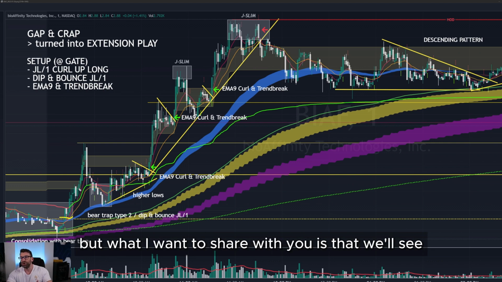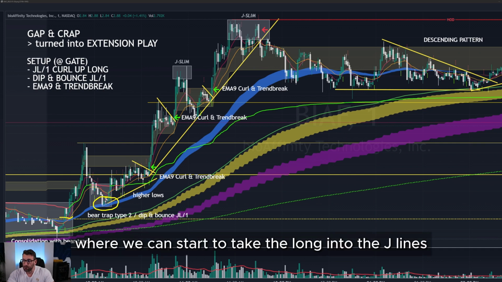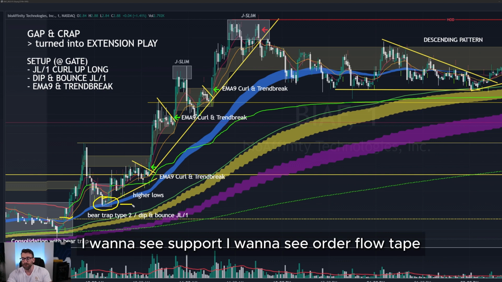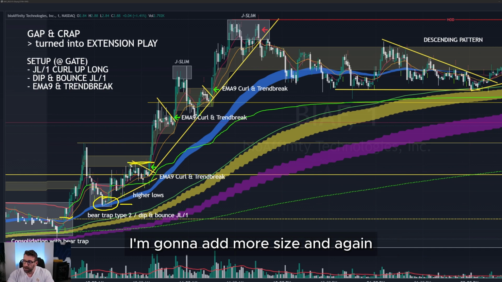But what I want to share with you is that we'll see often that push and that retracement. And that's your mid-morning consolidation, where we can start to take the long into the J lines. Of course, over here, we'll see confluence. I want to see support. I want to see order flow, tape. I want to see fib. And then on this breakout, I'm going to add more size.